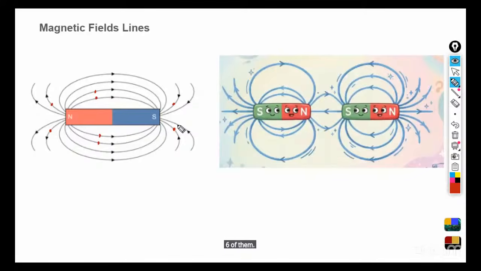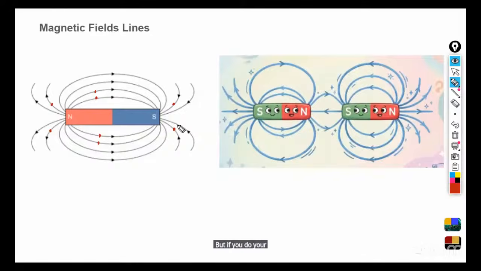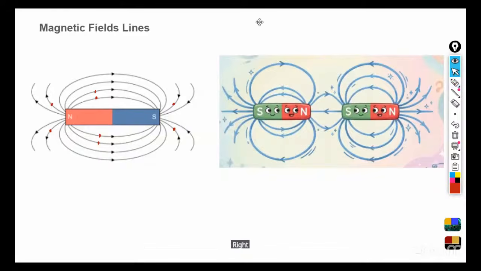The general idea is this, and I don't want you to think the topic is complex, is that magnetic field lines flow from north to south. And magnetic field lines, like whenever you hold a magnet in your hand, the magnetic field lines are obviously invisible. But if you do your experiments properly, you will realize these invisible lines flow from north to south. Simple concept, right? When you're finished drawing the first diagram only, raise your hands, all right? So I'll know how to gauge the pace of the class.